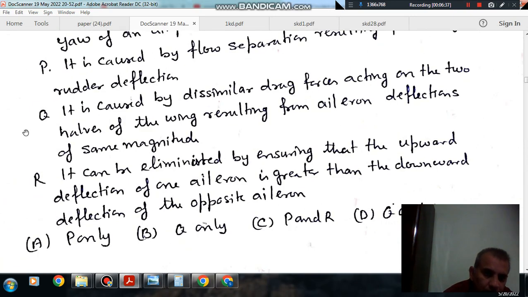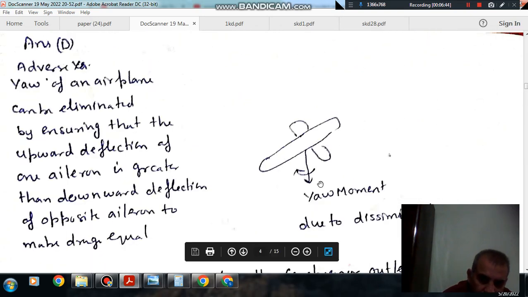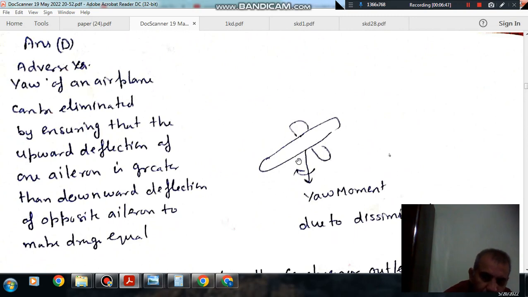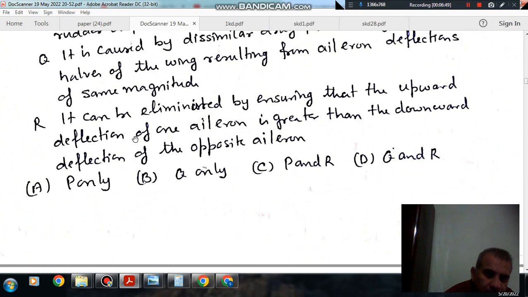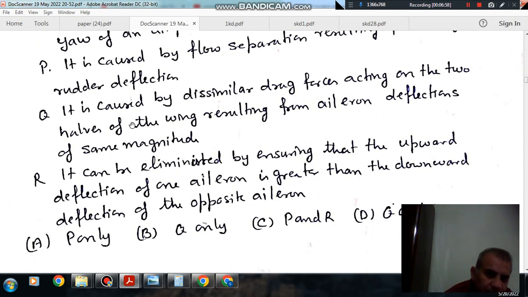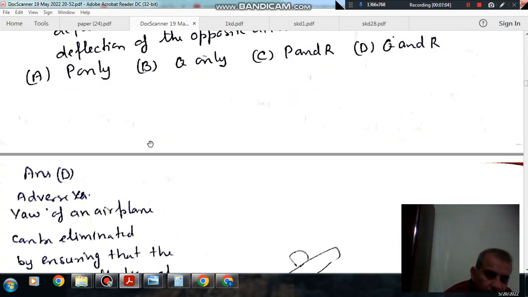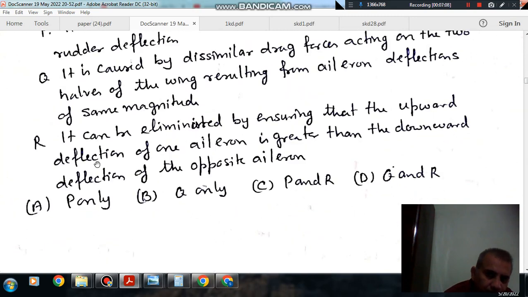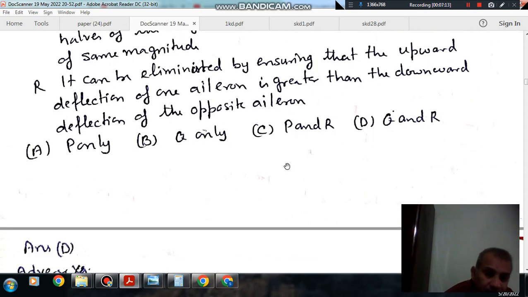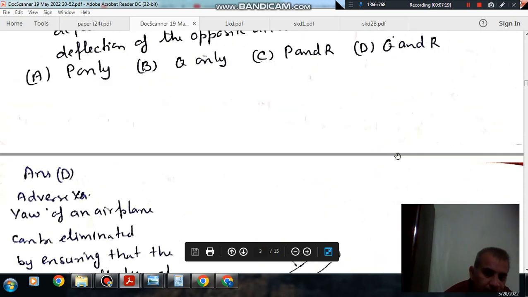Okay. So the yawing moment is like this. This is a vertical axis and this is your yawing moment. So when drag on one side is more than the drag on the other side, then the yawing moment takes place. It is caused by dissimilar drag on the two halves of the wing resulting from aileron deflection of same magnitude, and it can be eliminated by ensuring that upward deflection of one aileron is greater than downward deflection of the opposite aileron, because it makes the drag on two sides equal. Okay, so the answer is option D. Q and R are correct.